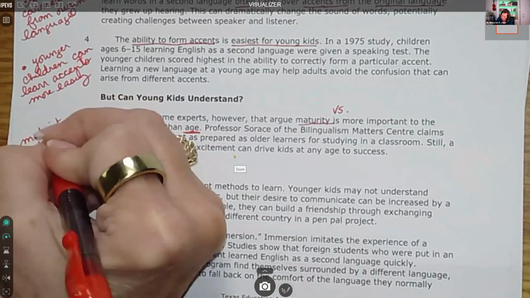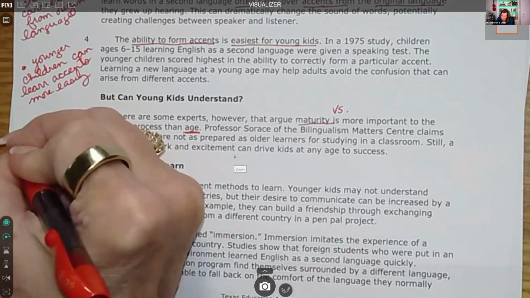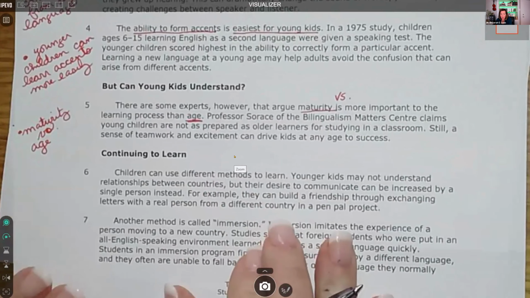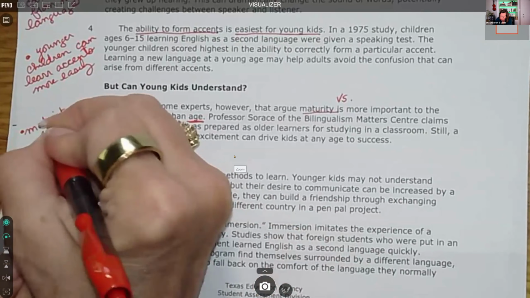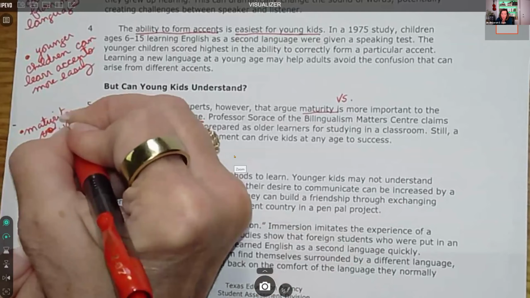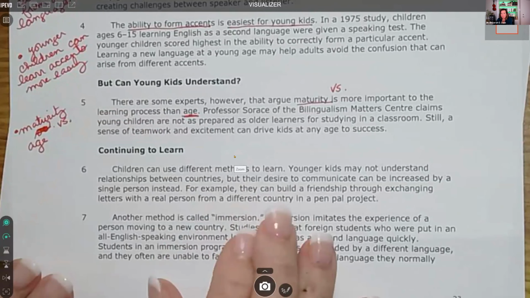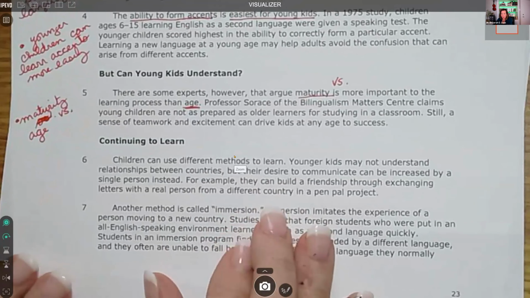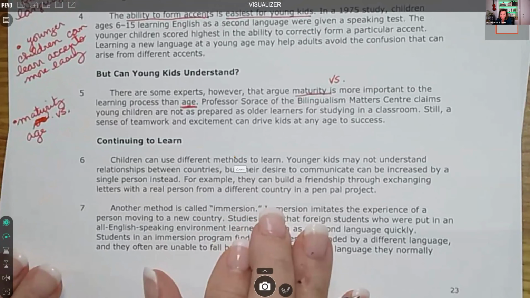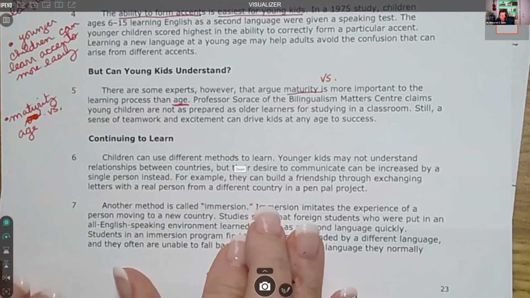versus age. And my students don't know how to do this until I teach them how to do this. So don't think that students know how to do this. They don't. That's why you're their teacher, and that's how you're going to show them to be successful. This is how scholars work through a piece. Now we're on continuing to learn.